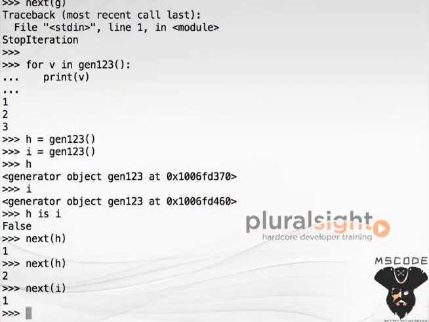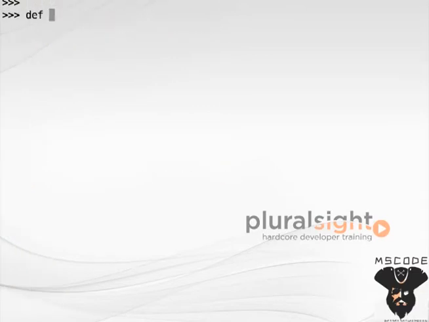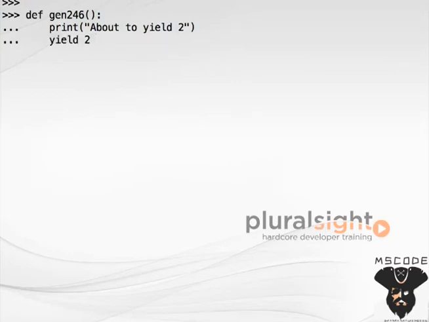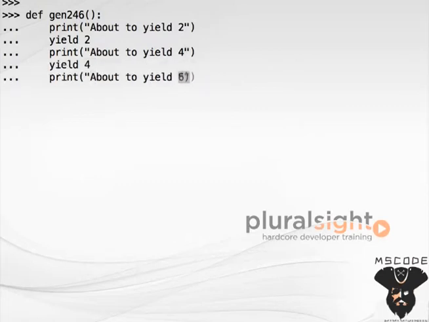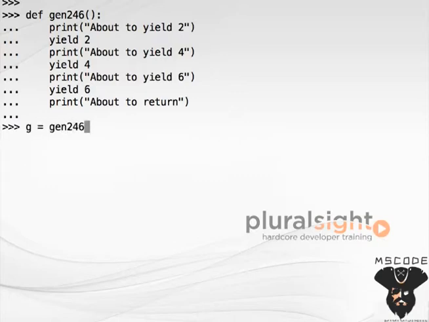Let's take a closer look at how, and crucially when, the code in the body of our generator function is executed. To do this, we'll create a slightly more complex generator that traces its execution with good old-fashioned print statements. As we enter the generator, we'll print a message. Then we will yield 2, then print a message about yielding 4, and then yield 4, print a message about yielding 6, and then yield 6. Then at the end of the generator function, we'll print a message indicating that the function is about to return. A blank line to complete the definition, and now we can call our new generator, assigning to g.